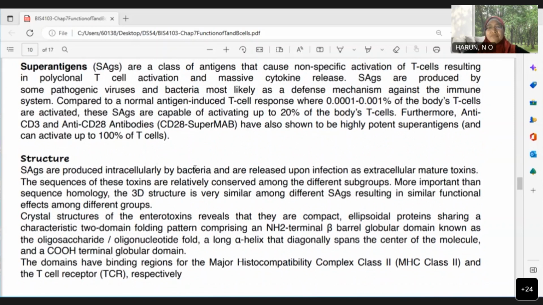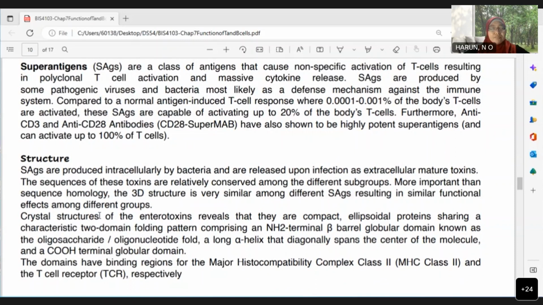juga released upon infection as extracellular mature toxins. The sequences of the toxins are relatively conserved among the different subgroups. And the most important thing adalah the sequence homology. The 3D structure is very similar among different super antigens, resulting in similar functional effects among different groups.